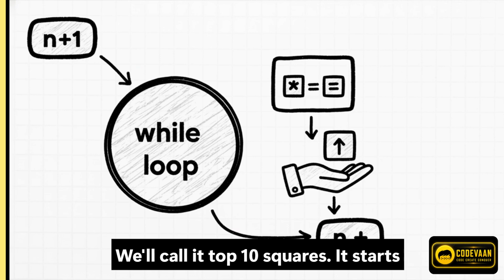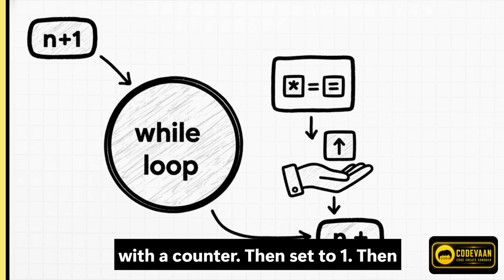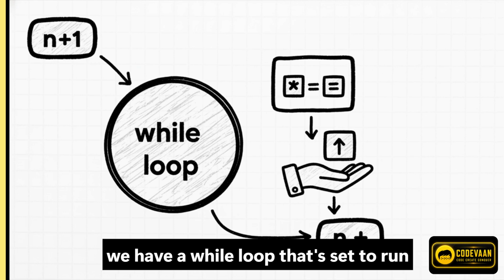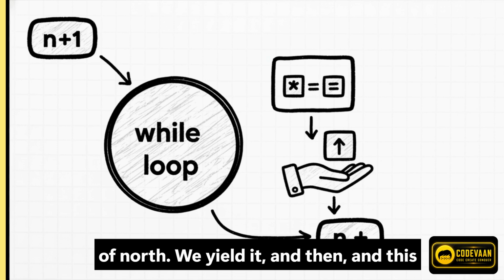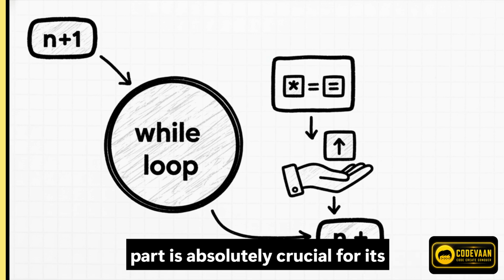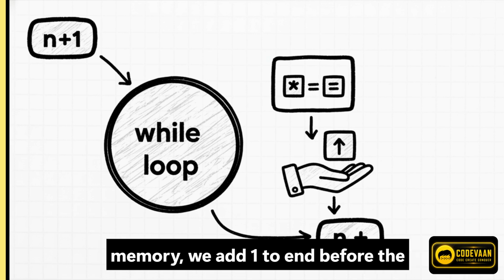We'll call it top 10 squares. It starts with a counter, n, set to 1. Then we have a while loop that's set to run 10 times. Inside, we calculate the square of n, we yield it, and then, and this part is absolutely crucial for its memory, we add 1 to n before the function pauses.